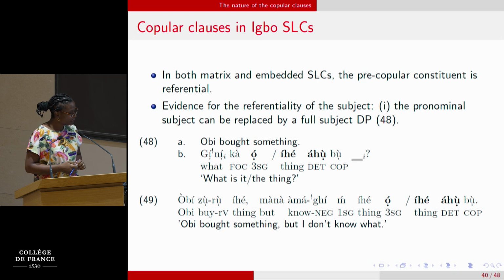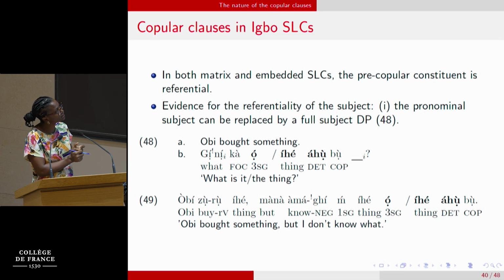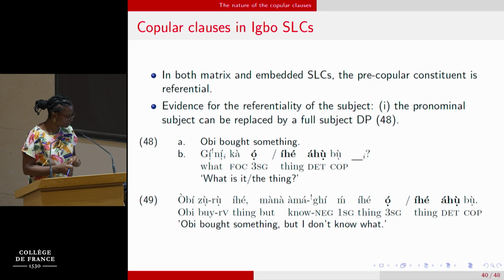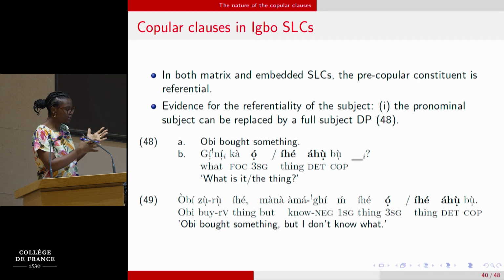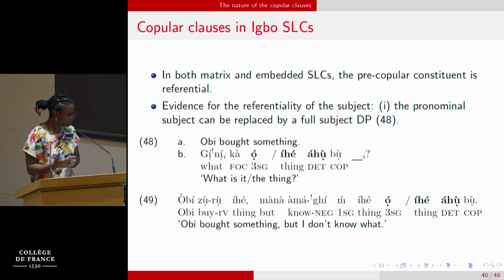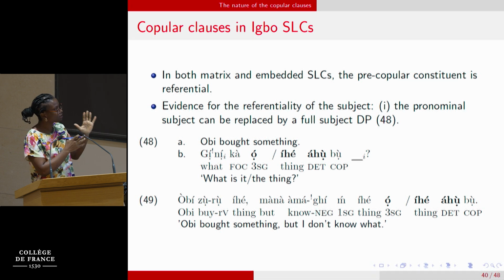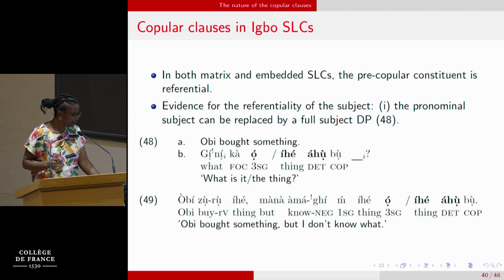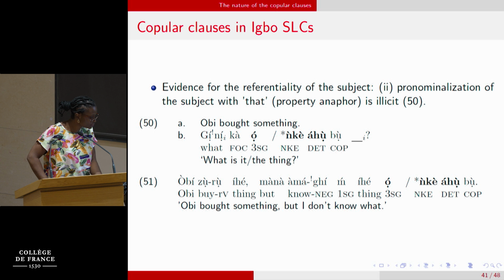Yeah, so in both cases, the pre-copular constituent is referential. The first evidence for referentiality is that the pronominal subject can be replaced by a full subject DP. So if we were to continue our matrix and embedded cases, not just stopping at the WH words, but continuing with a continuation like "what it is" or "what is a thing", we can actually substitute the pronoun with the full DP, "the thing".